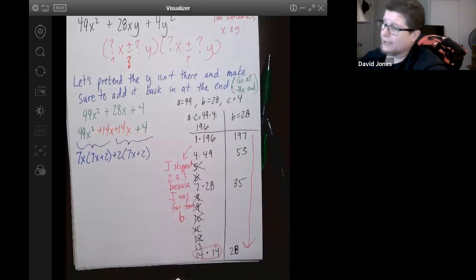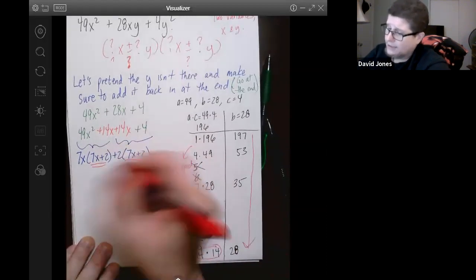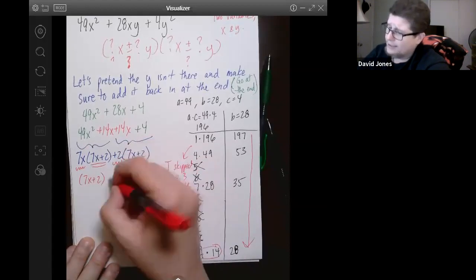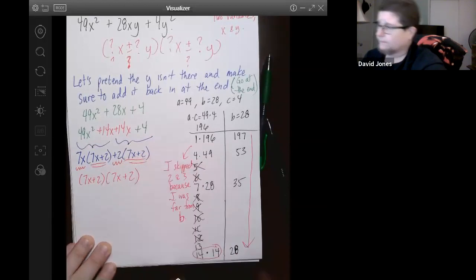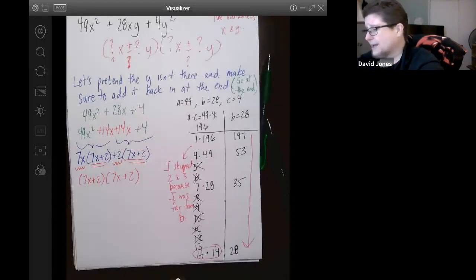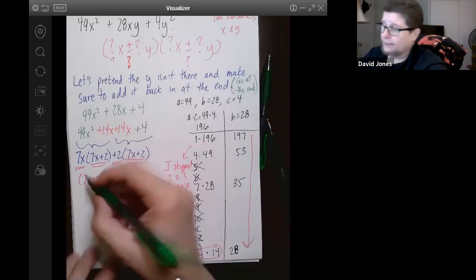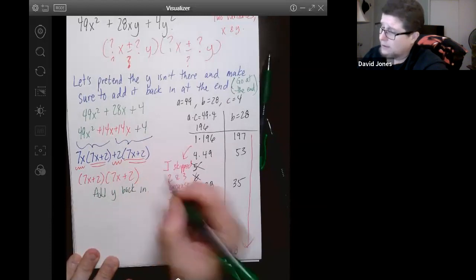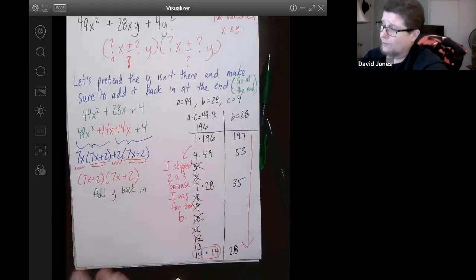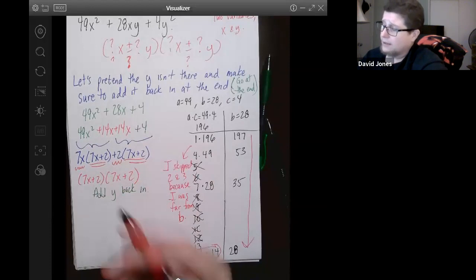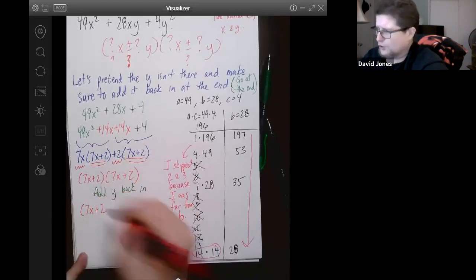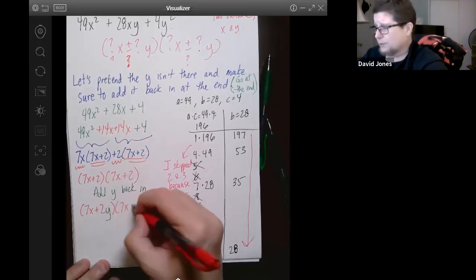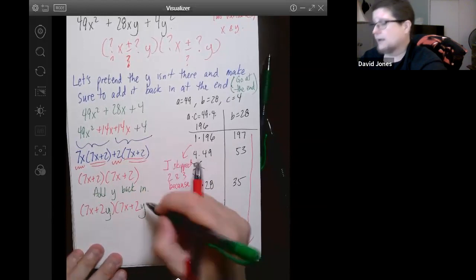If I finish factoring, 7x plus 2, and what's left over gets its parentheses, 7x plus 2. And now add the y back in. So we've got 7x plus 2y. We'll put the y in there. 7x plus 2y.